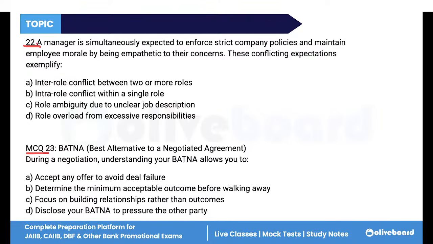What does question 22 say? A manager is simultaneously, simultaneously means at the same time, expected to enforce strict company policies and also maintain employee morale by being empathetic to their concerns. So which of the conflicting expectations are discussed over here?